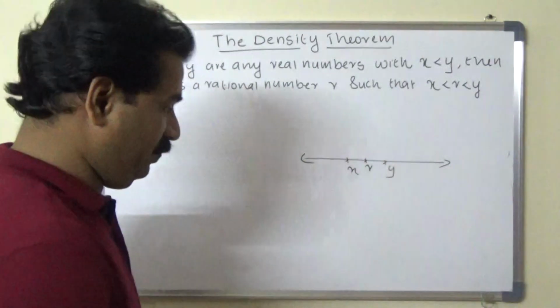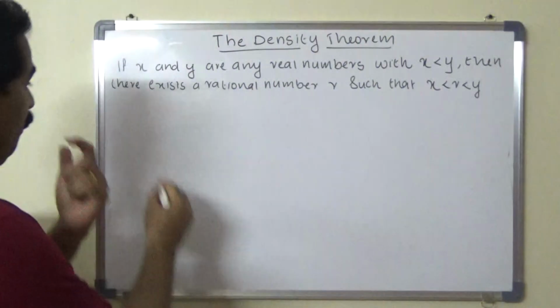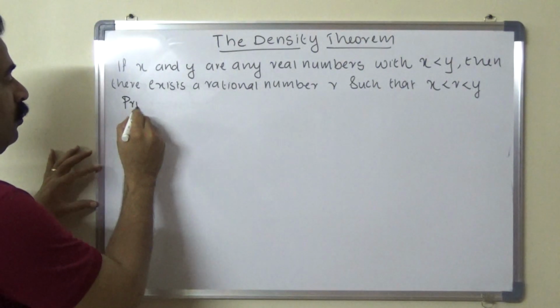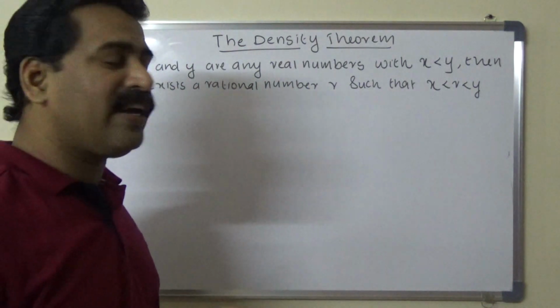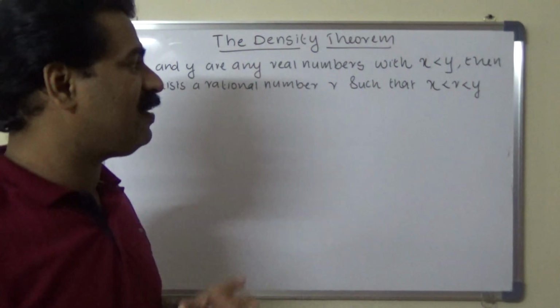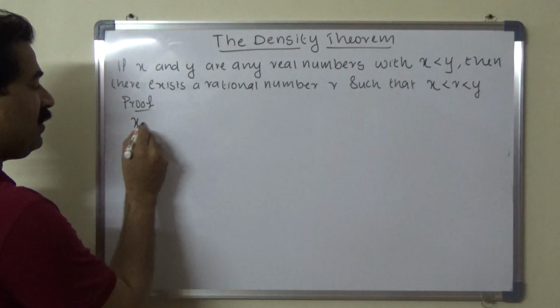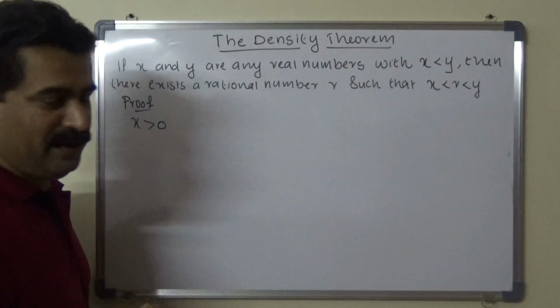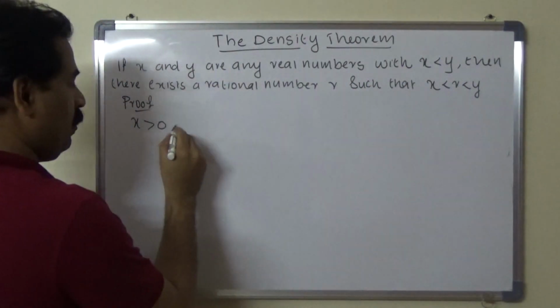Proof. Here we will prove this theorem in the case of positive real numbers. Clear? Similarly, we can prove this result for other cases. So we assume x is greater than 0. x is a positive real number. Also, given x is less than y.